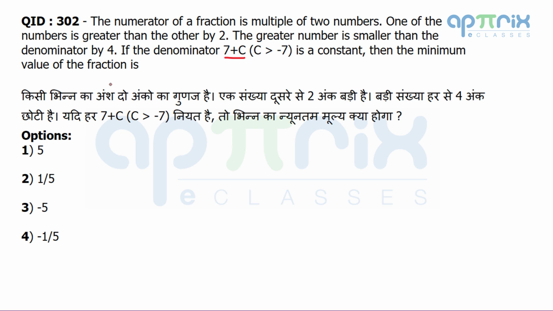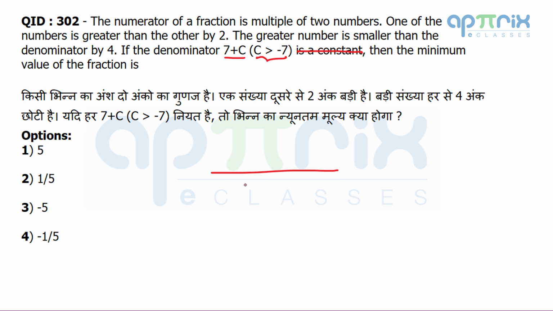Now in this particular question, this is something which is not at all to be written in this question. 7 plus c is not a constant, right? C itself is a variable because c is more than minus 7, right? So the question should be this much only, that if the denominator is 7 plus c, where c is more than minus 7, then you have to find the minimum value of the fraction, right? So let us work it out and write that particular fraction.